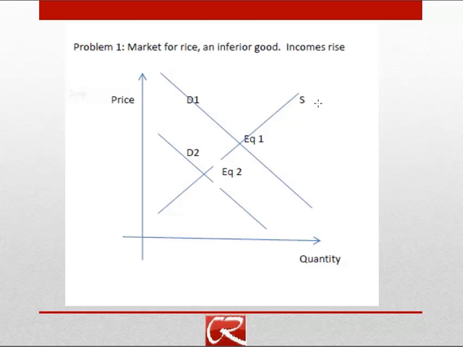The supply curve doesn't shift because essentially the costs and other determinants of supply haven't changed. It's not that fertilizer has become cheaper or more expensive, or government regulations have made growing rice easier or harder, or anything like that. Basically, all that's happening is that suppliers are reacting to the change in demand.